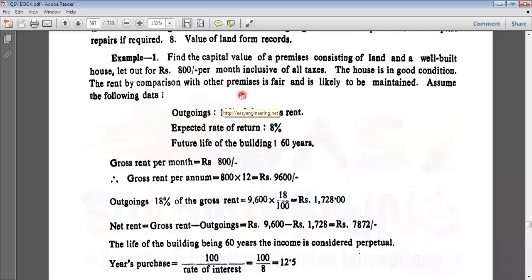So what data are we going to assume? Outgoings: generally, these are considered as 18% of the gross rent. Expected rate of return: it is again assumed because it is not given in the problem. It is assumed as 8%. Then the future life of the building is 60 years. Generally, for any RCC building, the minimum life that we expect is 50 years.